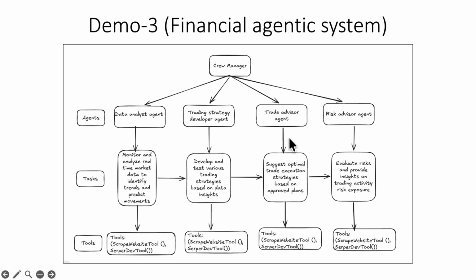Then we have the trade advisor, who will suggest optimal trade execution strategies based on approved plans. And then the risk advisor agent will evaluate risks and provide insights on trading activity and risk exposure, right? Each of these agents is provided with this scrape website tool and the serper dev tool. The serper dev tool is another additional tool that is used for searching, right?